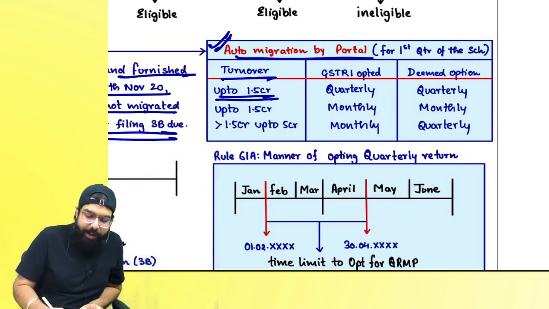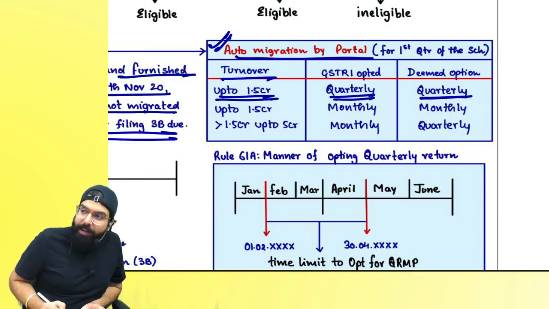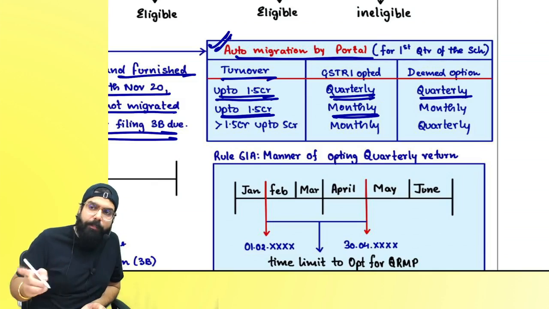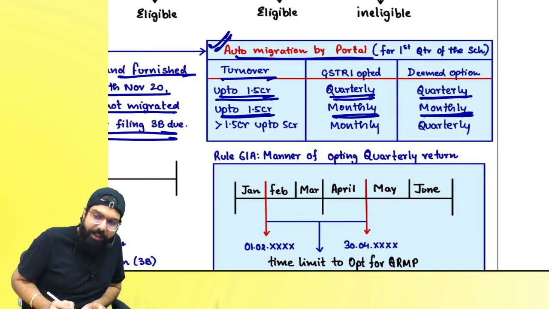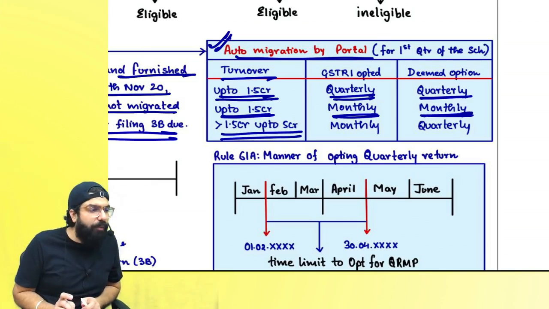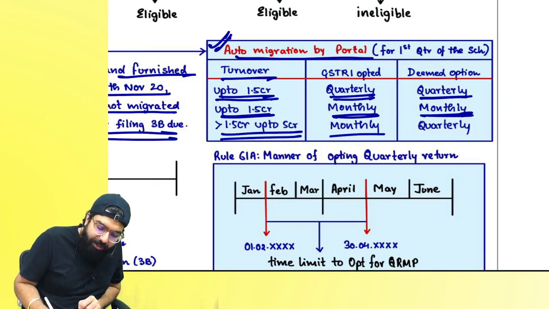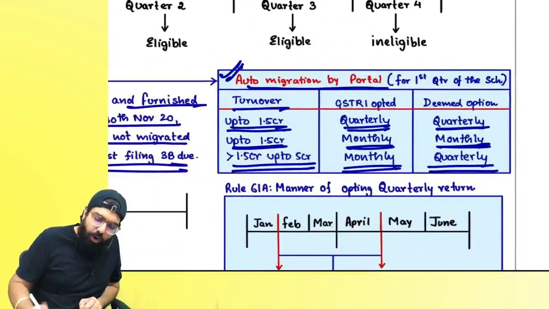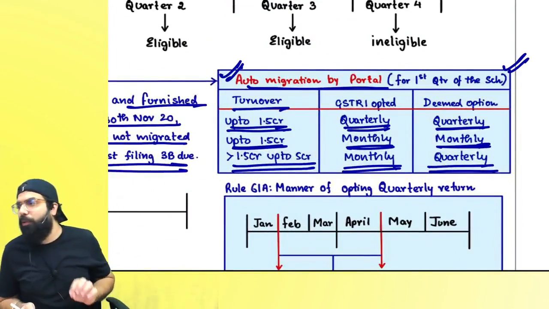So they told that if you opted for GSTR 1 quarterly, the QRMP scheme will be given to you. Sir, if your turnover is up to 1.5 crore and you did not opt for GSTR 1 quarterly, meaning monthly GSTR 1, then monthly GSTR 3B also. If your turnover is greater than 1.5 crore up to 5 crore rupees and you are filing GSTR 1 monthly, the QRMP scheme was given to you. This was the auto migration option which was available.